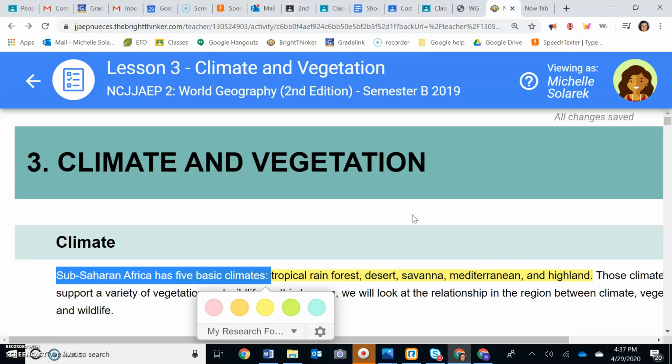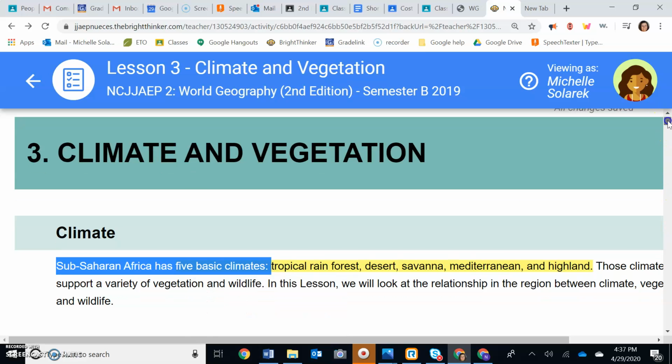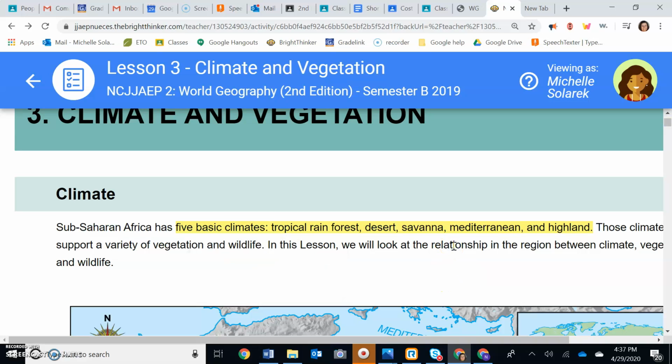Okay, so here's how we're going to do it. The answers are in yellow, and you are going to write down the answers as we go. Now, as you can see, number 1 is a very big answer, so if you want to start writing it, go ahead. So the question is, what are the 5 basic climates in Sub-Saharan Africa?